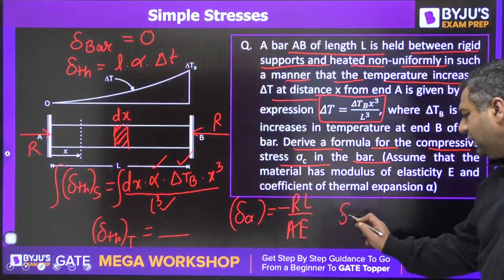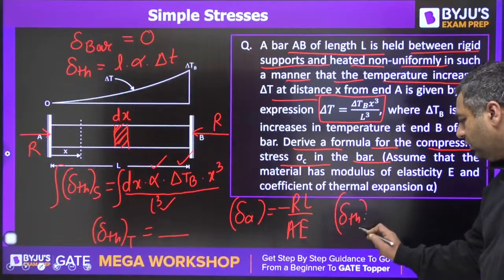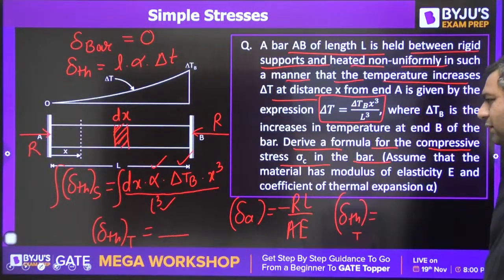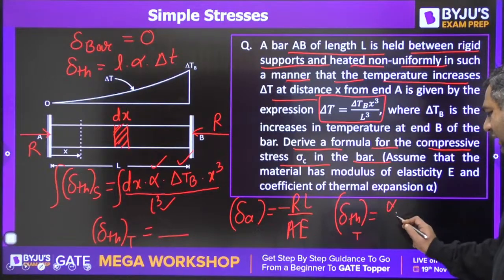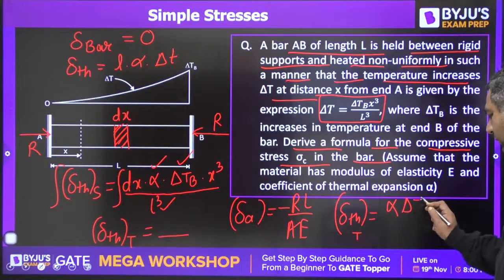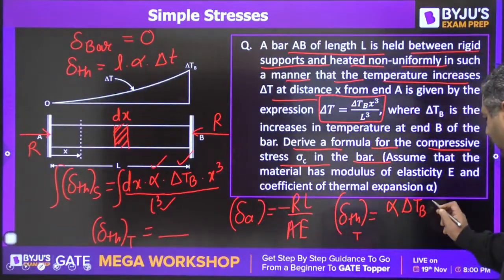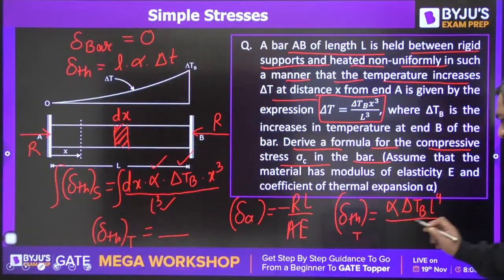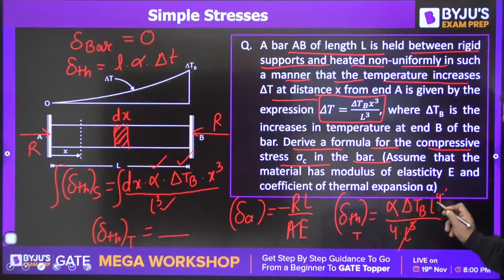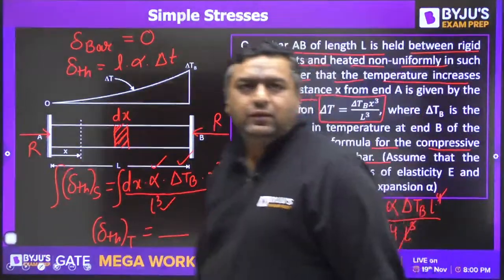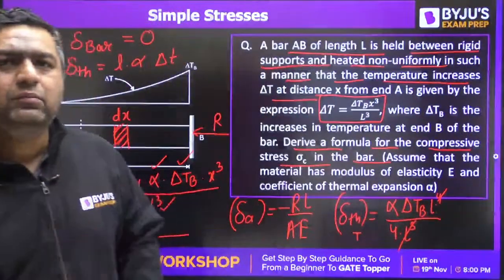What will you be getting? Delta thermal total. Alpha will be as it is, delta TB will be as it is, X cube will become L4 by 4, L4 by 4, L cube. So L cube will get cancelled out by this. It is alpha delta T L by 4. Very good. I feel the answer has come.